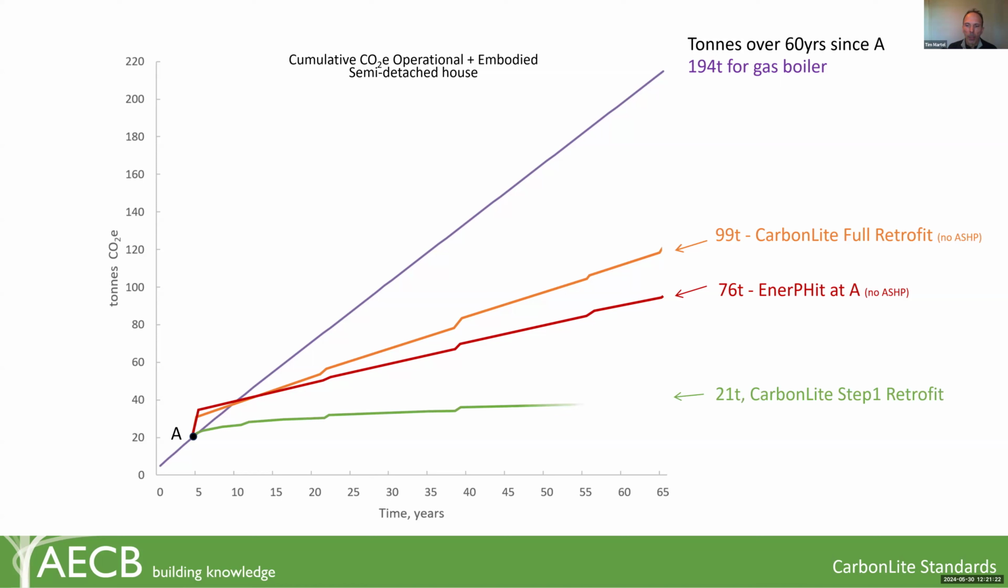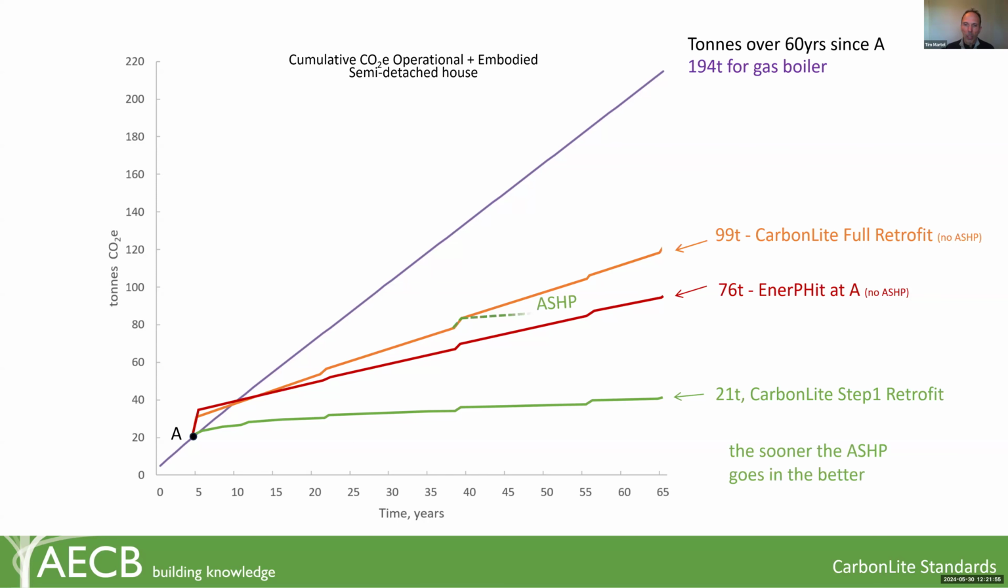If you installed an air source heat pump, then the CarbonLite step 1, where you don't really have much insulation at all, there could be a little bit of insulation, but we'll look at the criteria for that a little bit later. That has a dramatic effect. So just the heat pump on its own has a huge effect. And the sooner the air source heat pump goes in, the better.